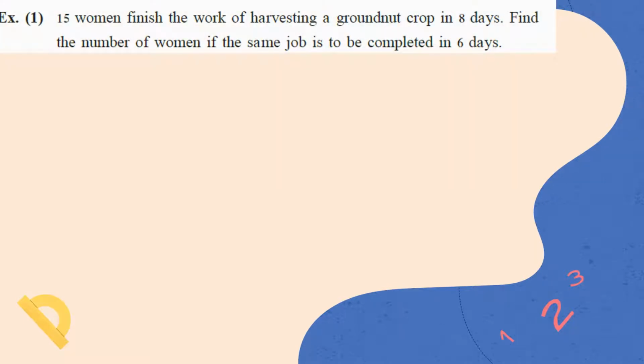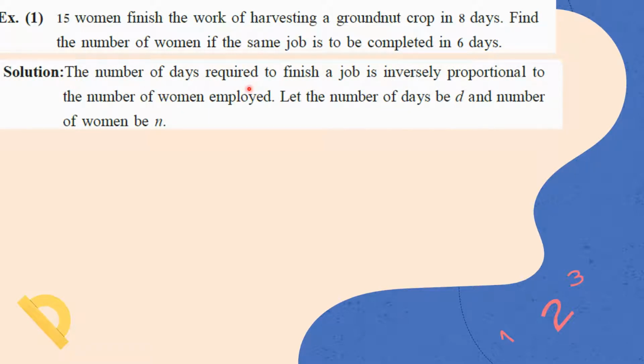Let us see an example. 15 women finished the work of harvesting a groundnut crop in 8 days. Find the number of women required if the same job is to be completed in 6 days. Let us start with the solution.